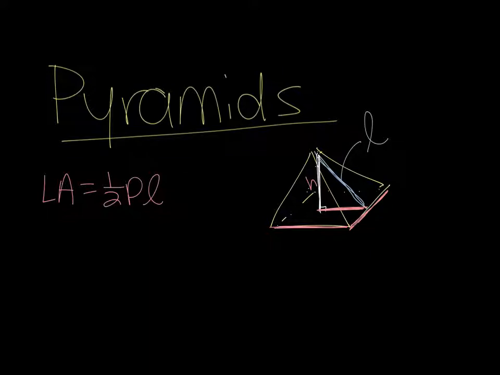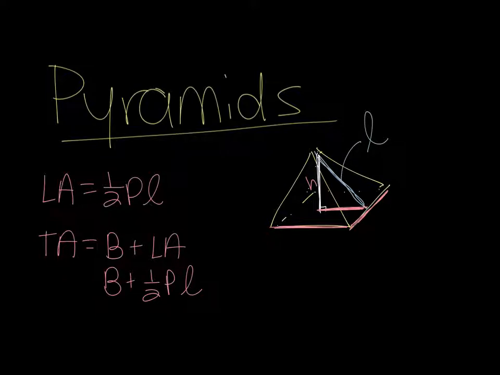The total area, there's only one base here, so it's B plus the lateral area, or B plus 1/2 perimeter times the slant height. So the area of this base would just be side squared because it's a square. Yeah, I mean, once you've already found the LA, you're going to have to anyways. Then I would just use that formula, B plus LA, every time.